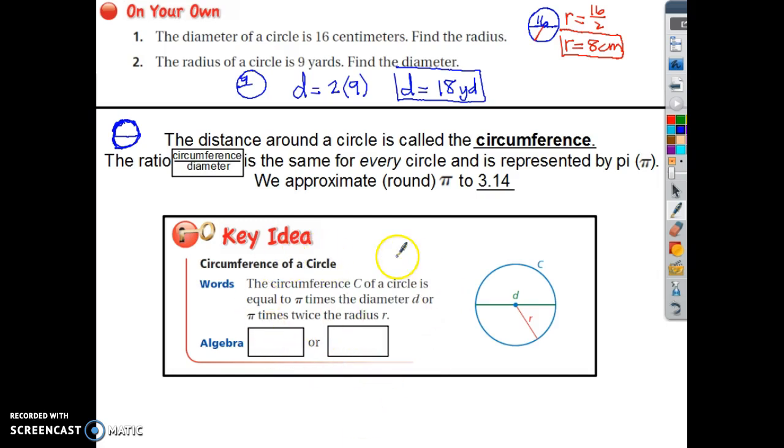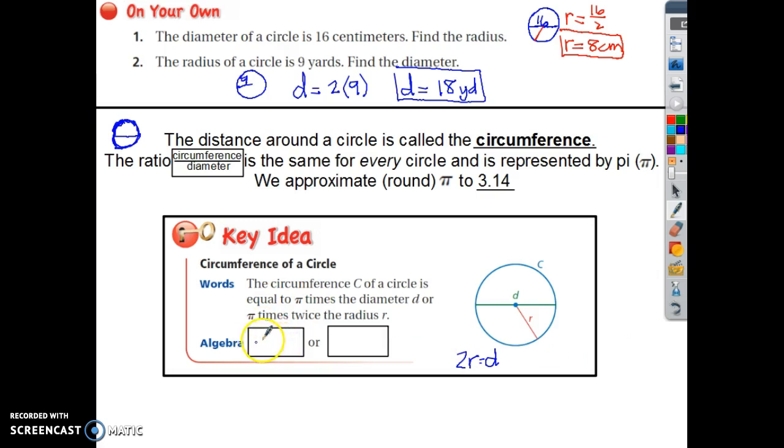Our key idea down below says the circumference of a circle, so the distance all the way around the outside of a circle, is equal to 2 times pi times the radius. But if you remember, 2 times the radius is just equal to the diameter, so we can also say this just equals pi times diameter.